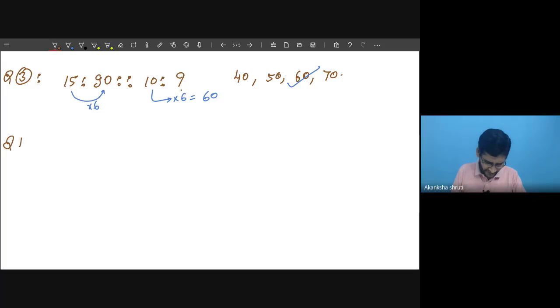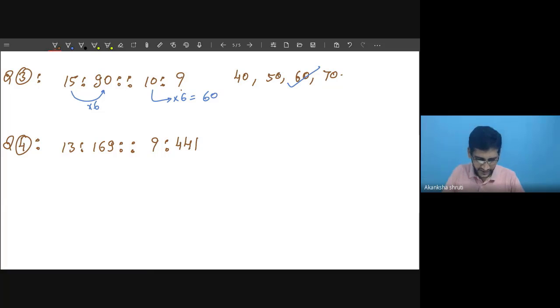Let us take the question number 4. So 13 is to 169, then the next one, what is to 441? Take the answer: 19, 70, 21, 321. What is the correct answer?